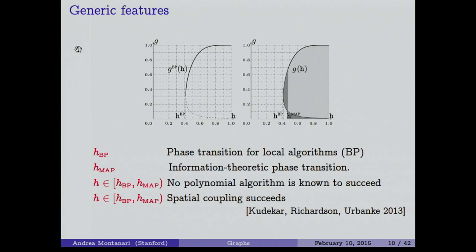Okay, so these are the generic features that I want you to remember of this picture. There are phase transitions. There is a phase transition for local algorithms, in this case belief propagation. What I mean by this is an algorithm that for each vertex computes pi alg just by looking at the bounded depth neighborhood of vertex i in the graph, for any bounded depth. And this has a certain phase transition. There is an information theoretic phase transition. This is the information phase transition of that code, at HMAP. And interestingly enough, despite probably 50, 60 years of research, nobody knows any polynomial algorithm that works in this interval.